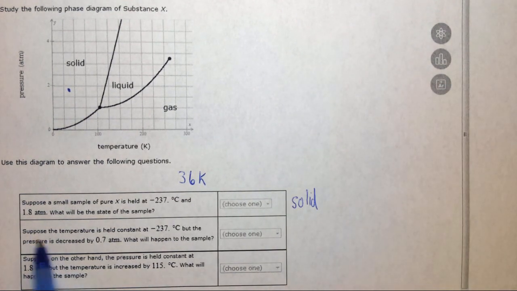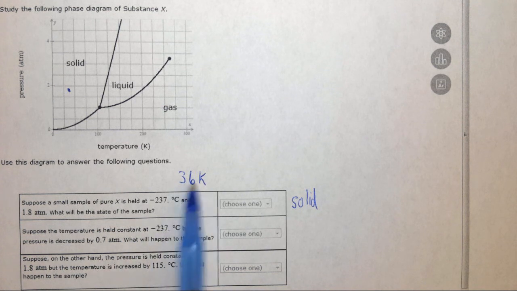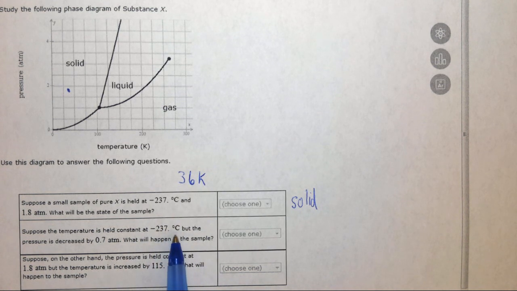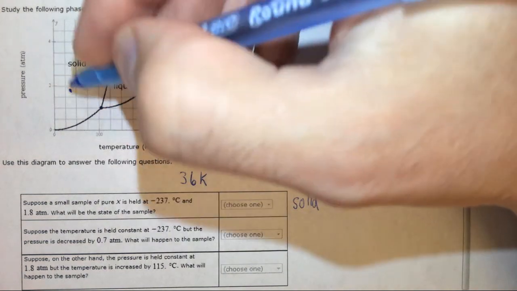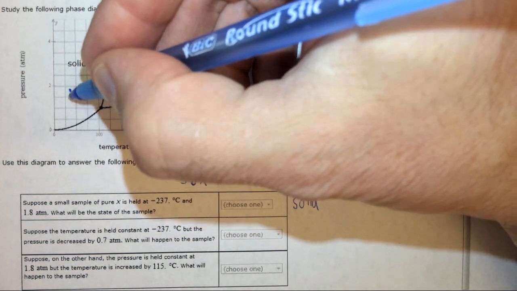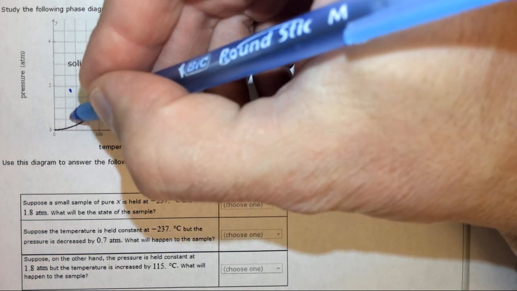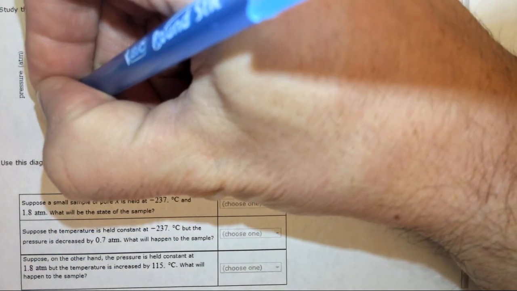Now it says, suppose that the temperature is held constant at 36 K, but the pressure is decreased by 0.7 atmospheres. What will happen to the sample? So we want to decrease by 0.7 atmospheres. Notice that each of these boxes is half an atmosphere. So we want to go a little bit more than a box down to about 1.1 atmospheres, which is about right here.